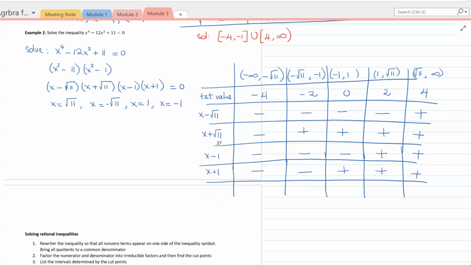So overall, we have positive, negative, positive, negative, and positive. And in this case, we're looking for something that is less than 0. And because it is less than and not less than or equal, we don't include the endpoints. So the solution of the inequality is from negative root 11 to negative 1, union with 1 to root 11. Okay.